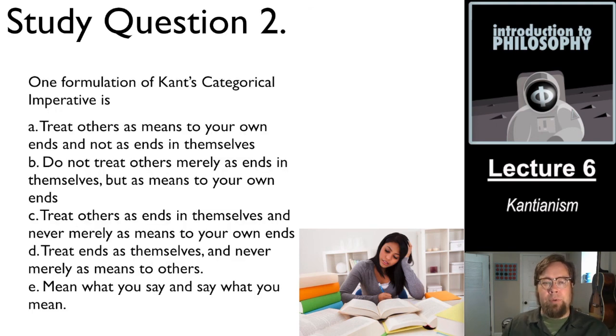Study question 2. One formulation of Kant's categorical imperative is: A, treat others as means to your own ends and not as ends in themselves. B, do not treat others merely as ends in themselves but as means to your own ends. C, treat others as ends in themselves and never merely as means to your own ends. D, treat ends as themselves and never merely as means to others. E, mean what you say and say what you mean.